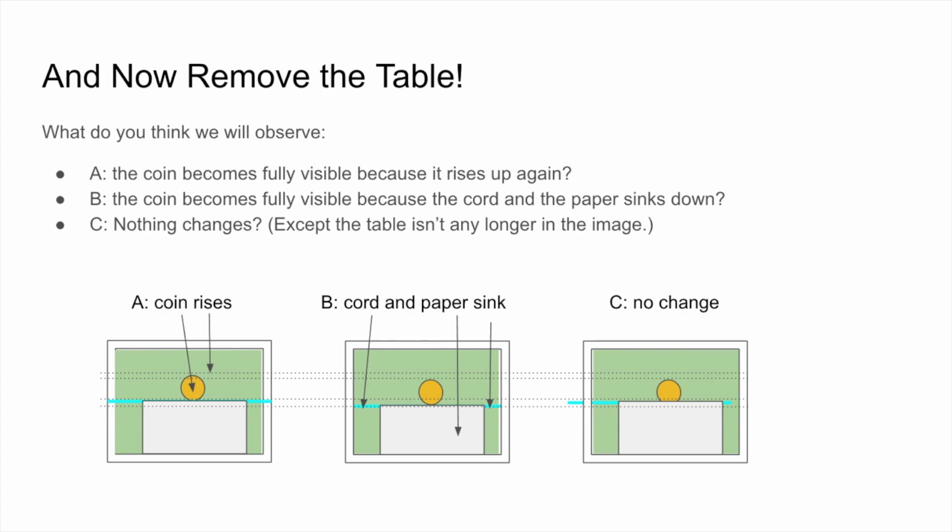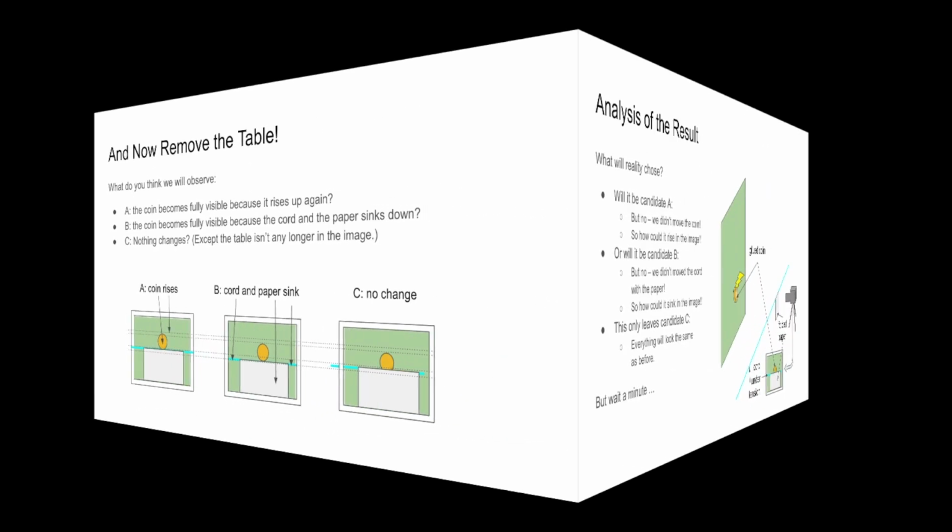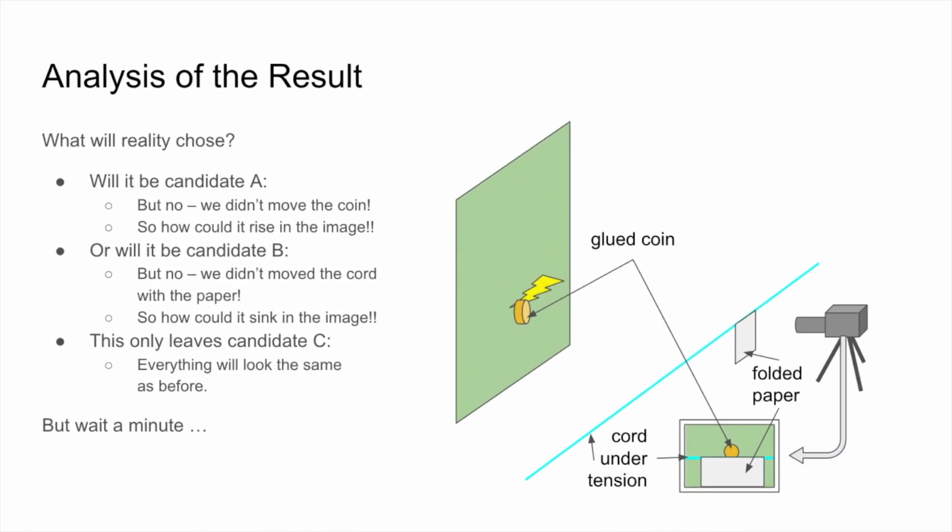A. The coin becomes fully visible because it rises up again. B. The coin becomes fully visible because the cord and the paper sinks down. C. Nothing changes. Except the table isn't any longer in the image.